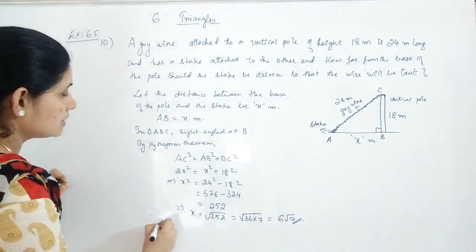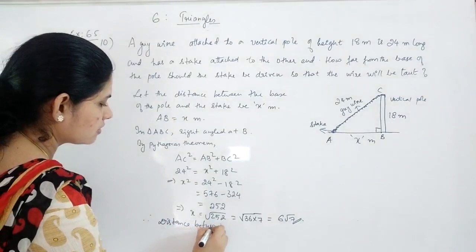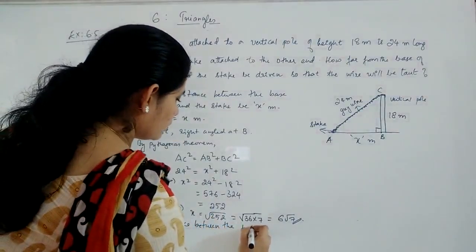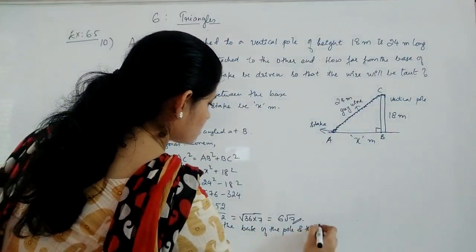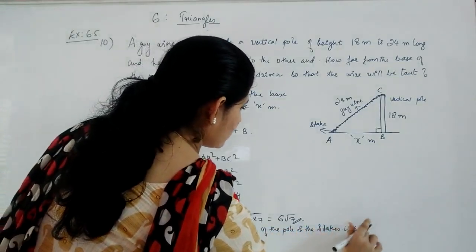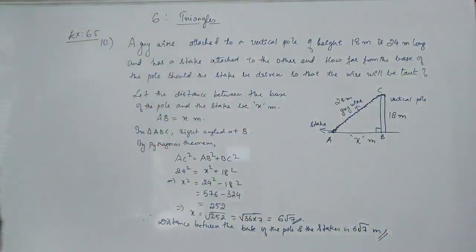Therefore, the distance between the base of the pole and the stake is 6 root 7 meters. Okay.